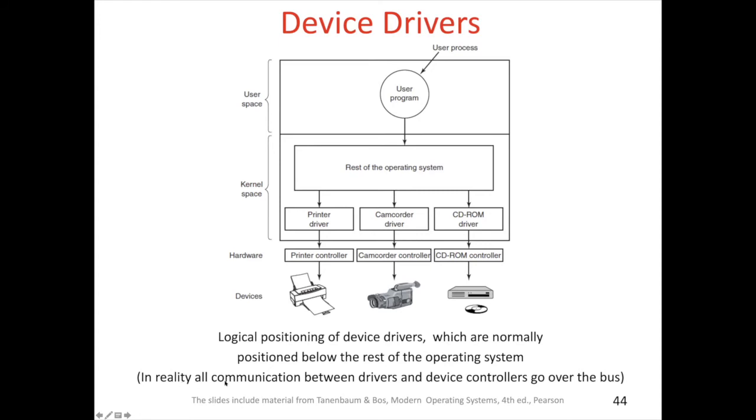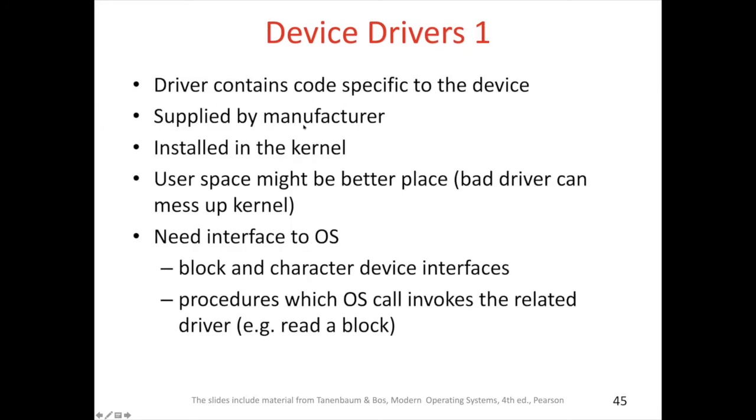In reality, all communication between drivers and device controllers go over the bus. Driver contains code specific to the device. Drivers are supplied by manufacturer. They are installed in the kernel. However, user space might be a better place because bad driver can mess up kernel. It needs interface to the operating system for block and character device interfaces, and procedures which operating system call invokes the related driver. For example, read a block.